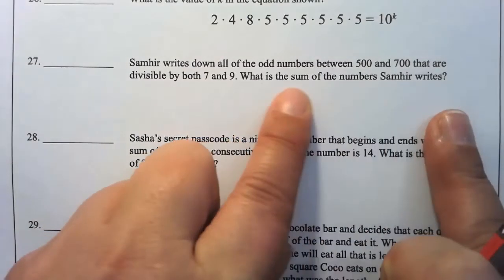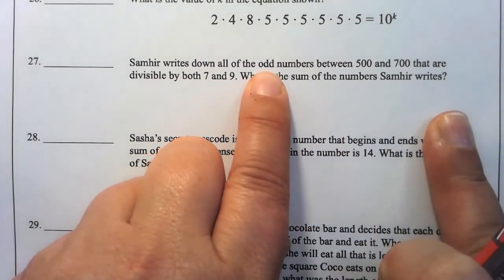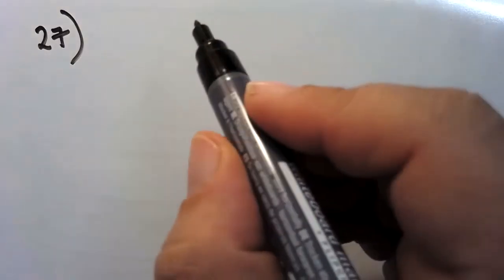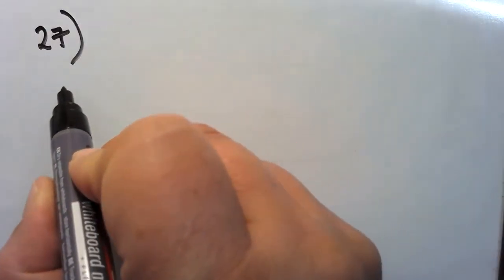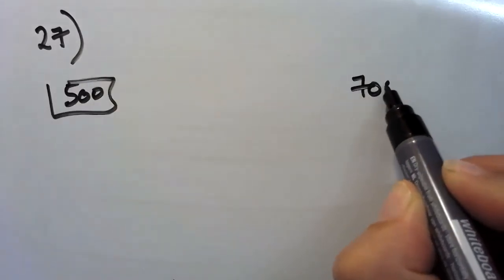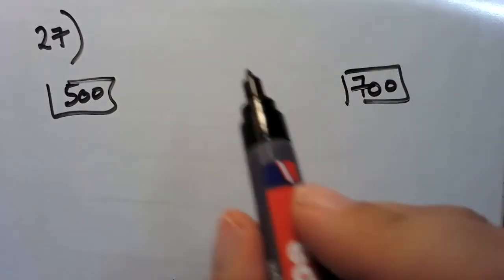Now, one of the key words here is odd. So remember that we're looking for just the odd numbers, because the first time I did it, I got that wrong. So we are looking between 500 and 700. They're the numbers that we want.